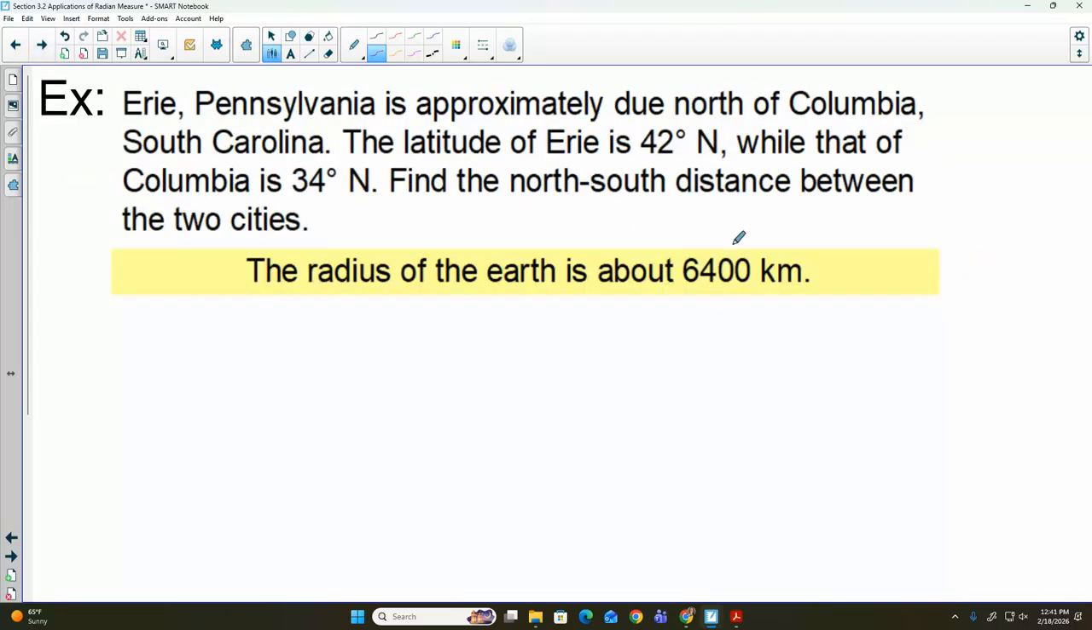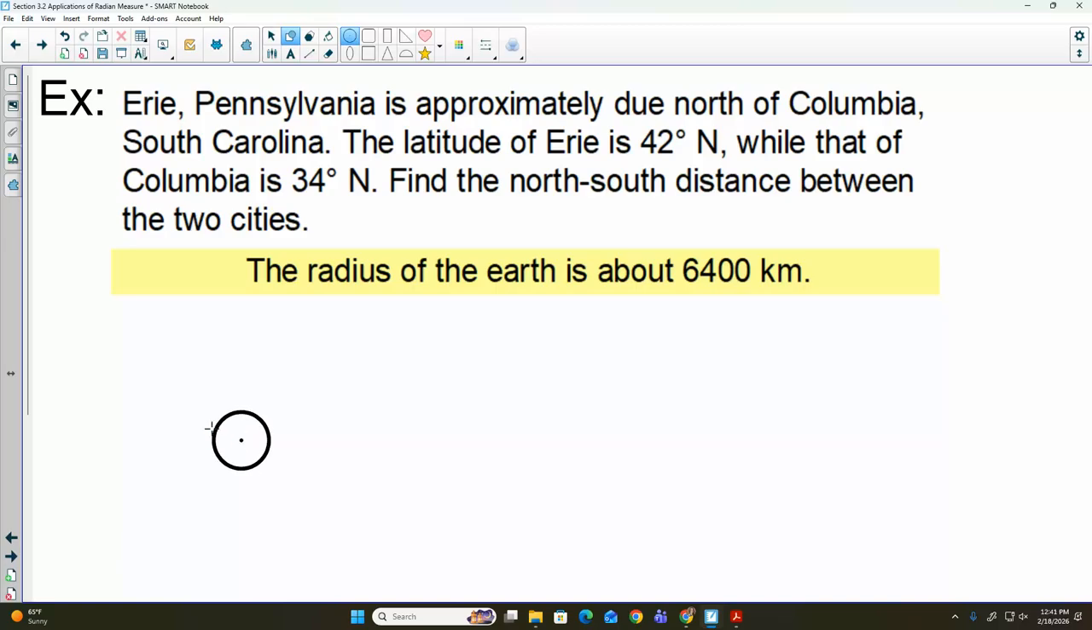This question. Erie, Pennsylvania is approximately due north of Columbia, South Carolina. The latitude of Erie is 42 degrees north, while that of Columbia is 34 degrees north. Find the north-south distance between the two cities. And then I gave you the radius of the Earth.